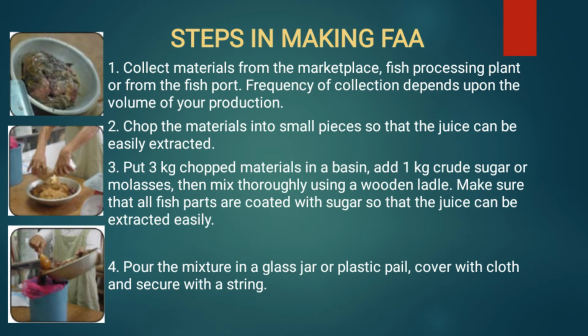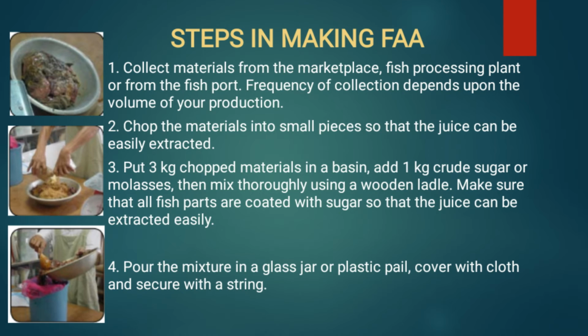Steps in making FAA or fish amino acid. There are 8 steps and the first step is to collect materials from the marketplace, fish processing plant, or from the fish port. Frequency of collection depends upon the volume of your production. Second step is to chop the materials into small pieces so that the juice can be extracted easily. Third step is to put 3 kg chopped materials in a basin. Add 1 kg crude sugar or molasses, then mix thoroughly using a wooden ladle. Make sure that all fish parts are coated with sugar so that the juice can be extracted easily.